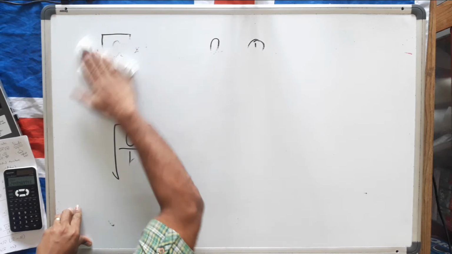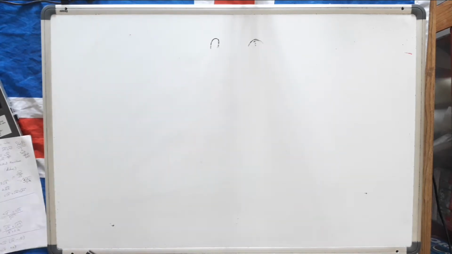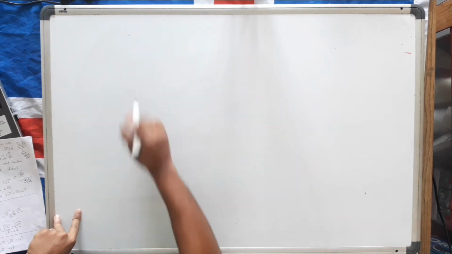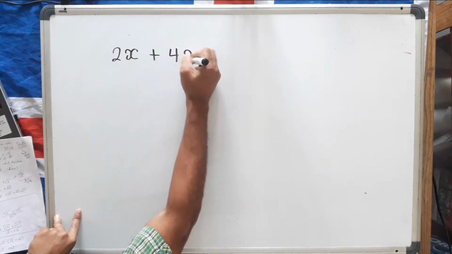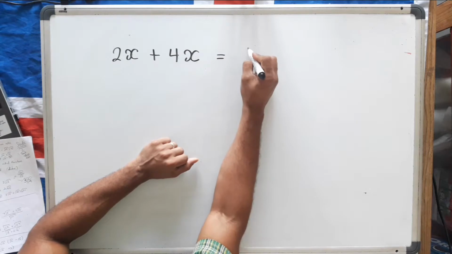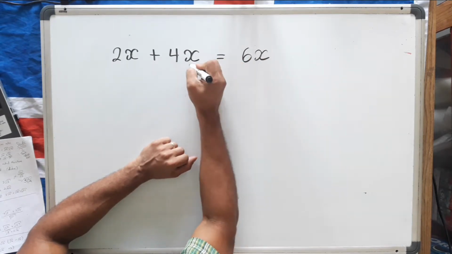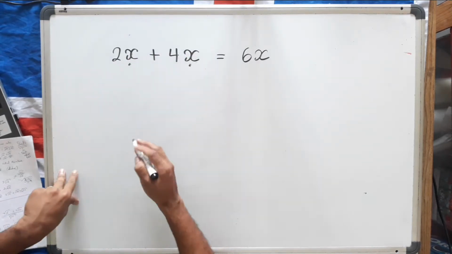Let's start out with the most basic set of questions. If I told you I had 2x plus 4x, I think you know the answer to this. It's simply 6x. Why? Because both of them have an x. They have similar types of letters.